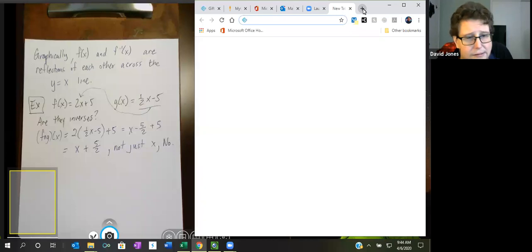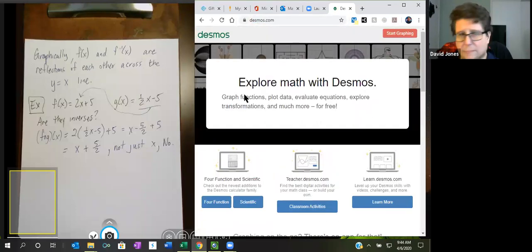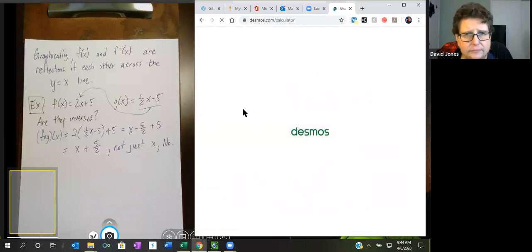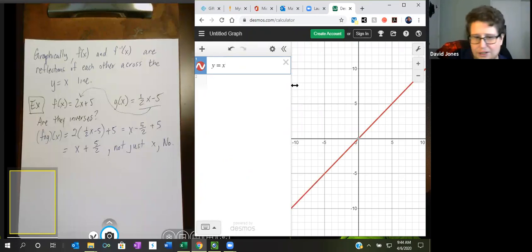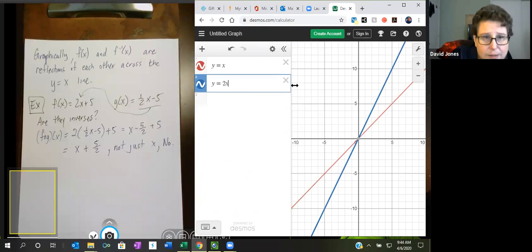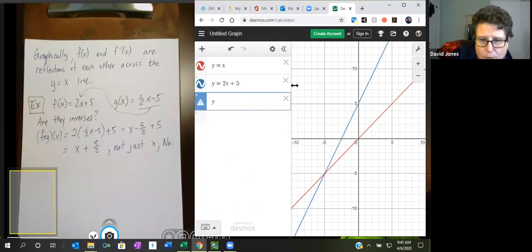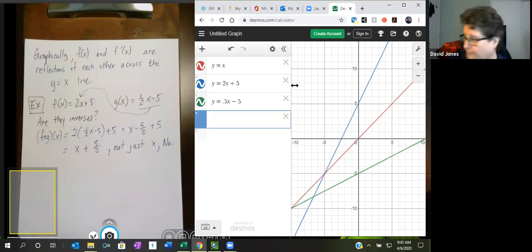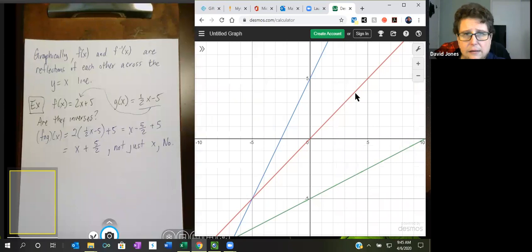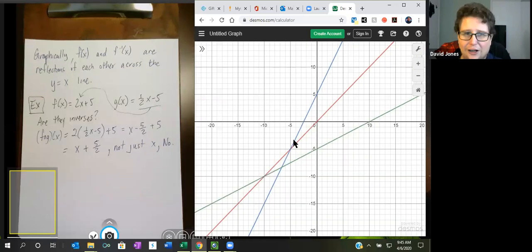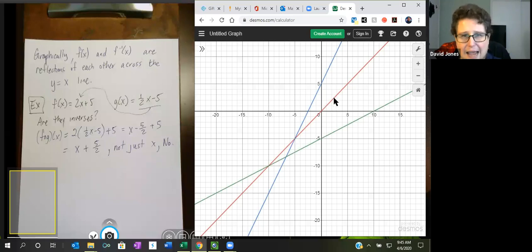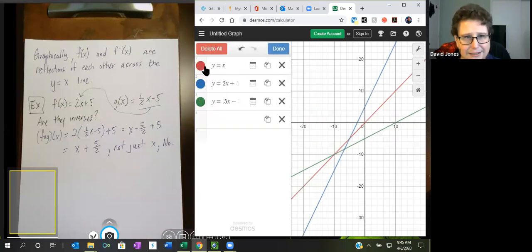Let's look at it on Desmos. So we've got y equals x. We'll make that our line of reflection. y equals 2x plus 5, and y equals 0.5x minus 5. They are not reflections across each other. If they are, they will intersect where they cross y equals x. And if we go the same distance from the red line, you know what, I'm going to make that dotted so it stands out.